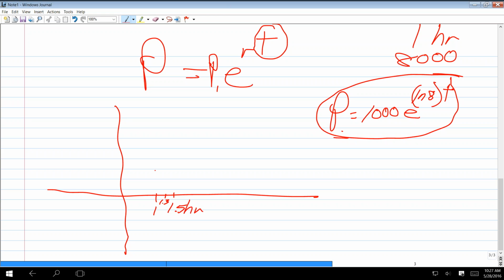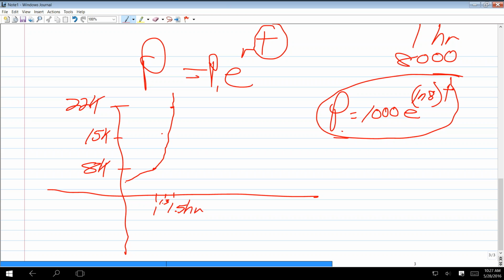Well, we knew at 1 hour it was at 8K. So there's a point. At 1.5 hours, it was at 22K. And at 1.3 hours, it was 15K. So that's not very many points to graph it, but it's an exponential function. Time will never be less than 0.